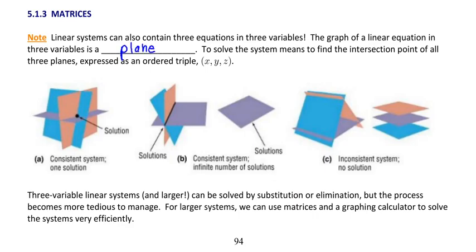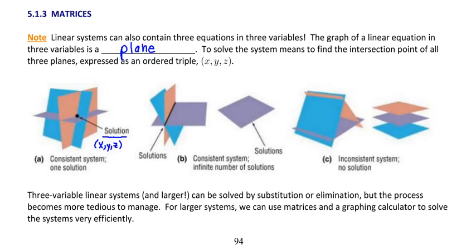To solve the system of three equations and three variables means to find the intersection point of all three planes, expressed as not an ordered pair this time, but an ordered triple, x, y, z. So just as we saw with linear systems in two variables, different orientations are possible for linear systems in three variables. One possibility is that all three planes intersect in a single point, almost like the corner of two walls and a ceiling meeting in one spot. And in this case, we have a consistent system with one solution. That solution is described by an ordered triple x, y, z.